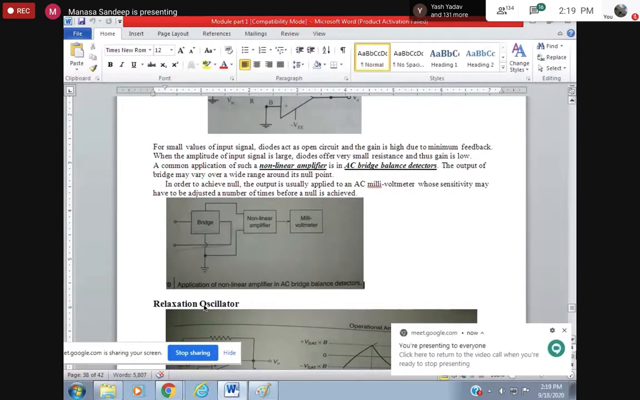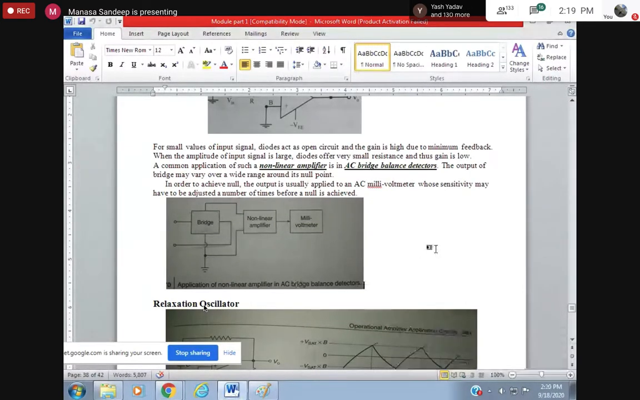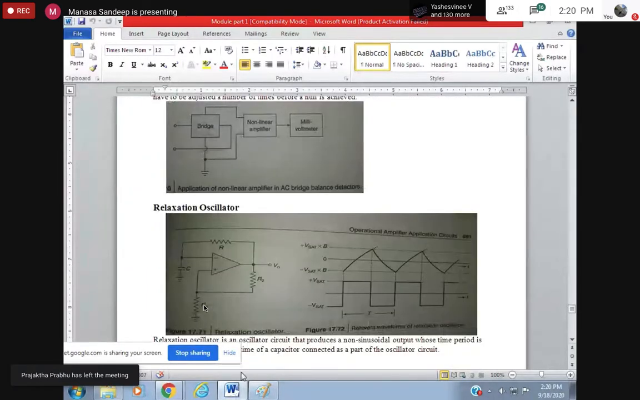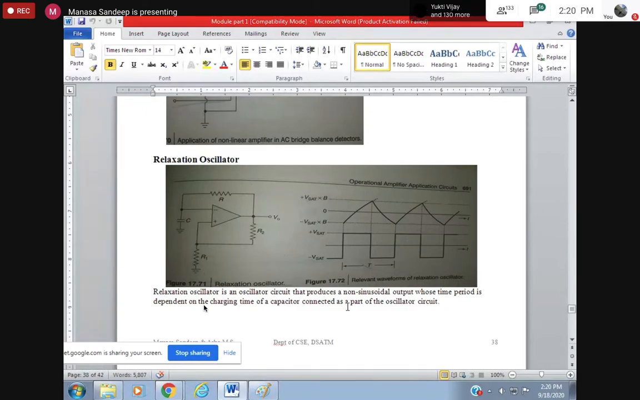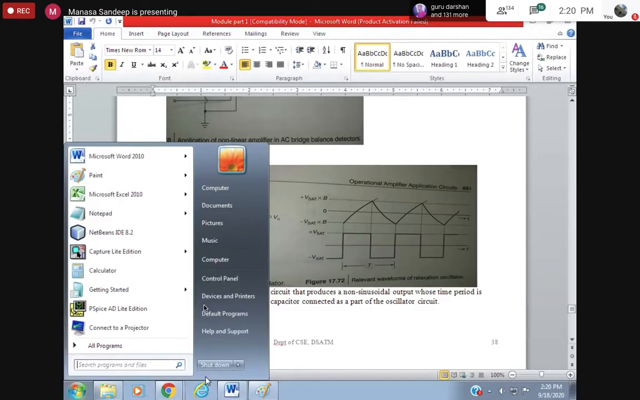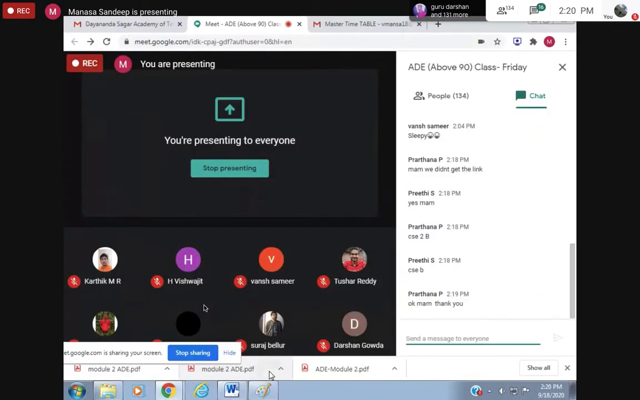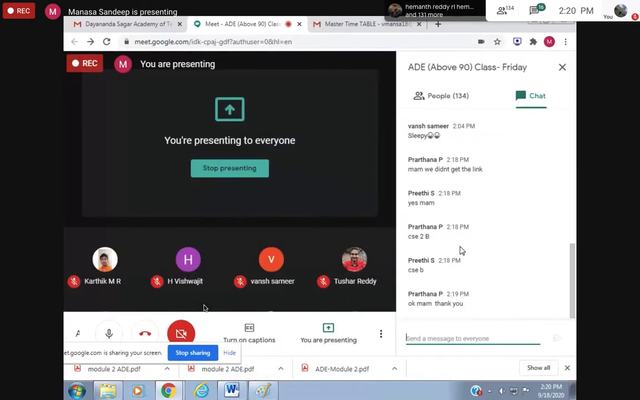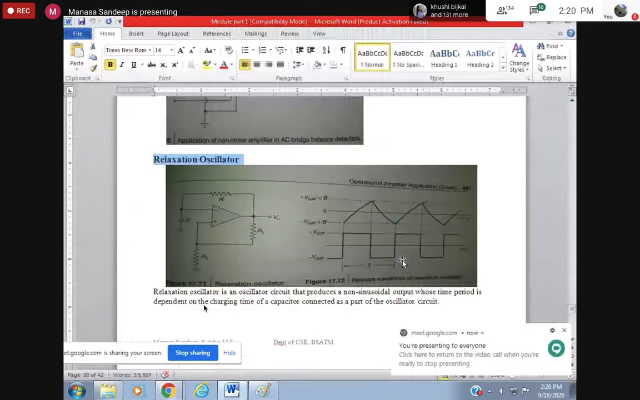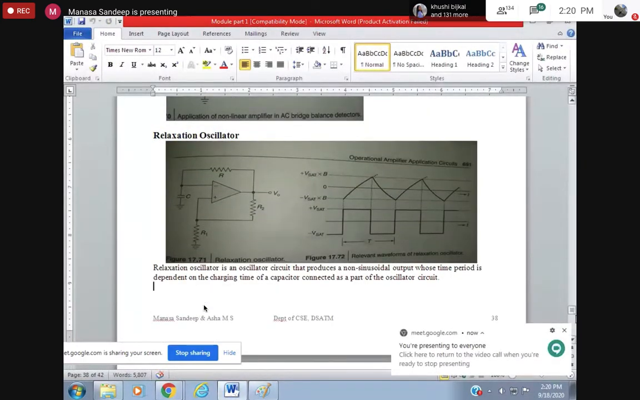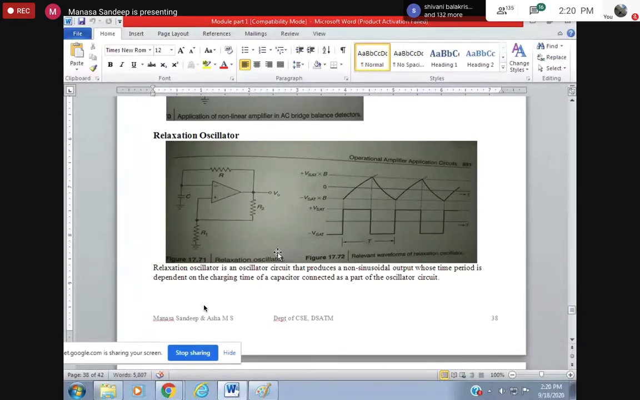If your mail ID doesn't exist in your class group and you didn't get the invite, no need to worry. I have also enabled auto admit, so if you are on the right link, you can easily get inside the class. Moving on, I hope I made myself clear regarding the class details. Any doubts? No, right? If you have any difficulty, you can talk. Now let's move to the next topic, that is relaxation oscillator.